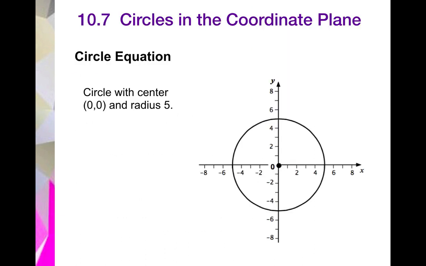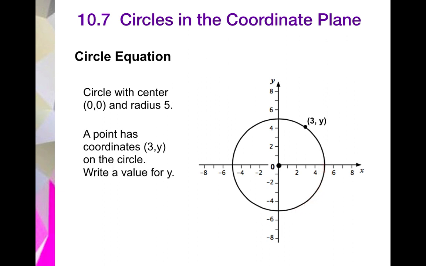So we're going to be looking at equations, and the first one is the circle equation. Let's talk about a circle with center 0, 0 and a radius of 5. So here you see center of 0, 0, and then a circle with radius 5. So it goes 5 in every direction.